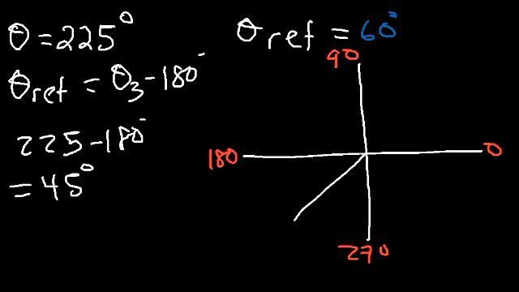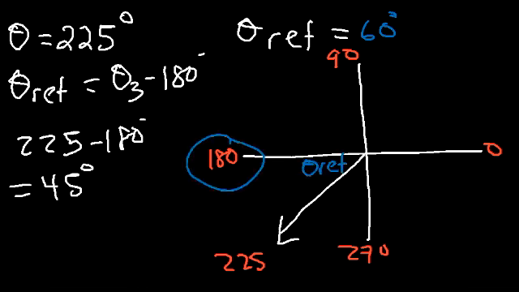So 225 is right here. And the reference angle is always between the x-axis and this vector. So here it is. As you can see, it's the difference between these two numbers. So it's 45. The reference angle is always between 0 and 90.